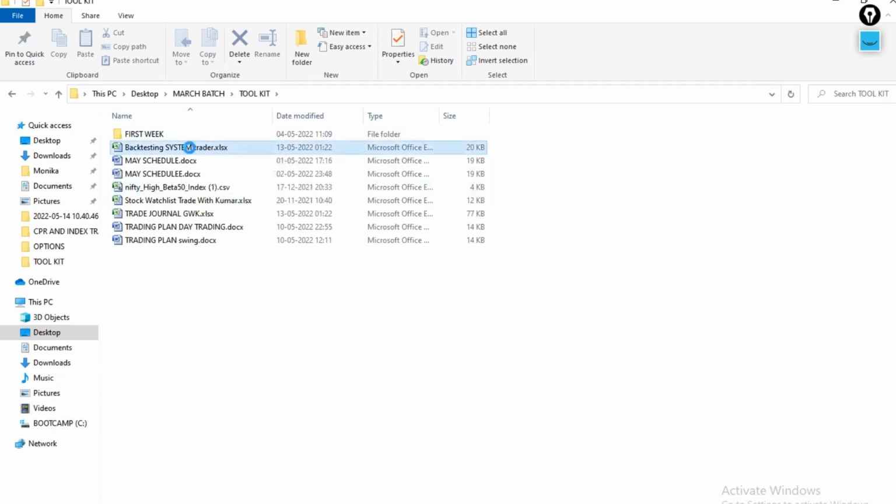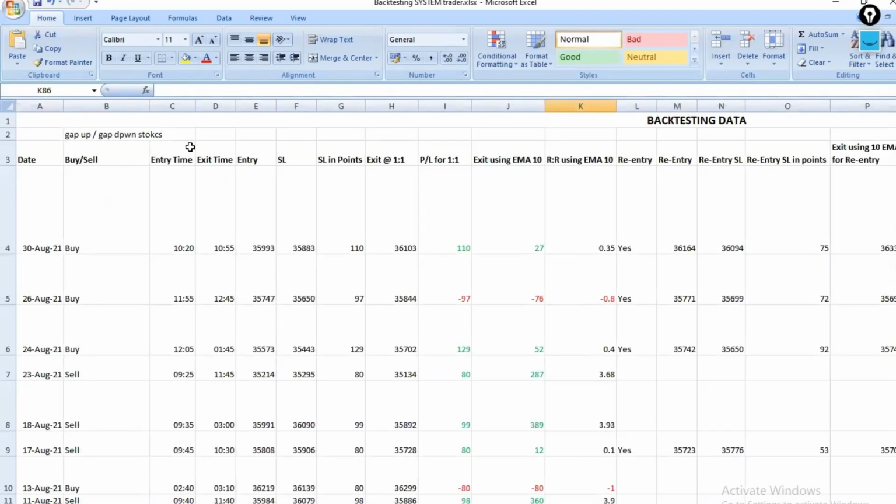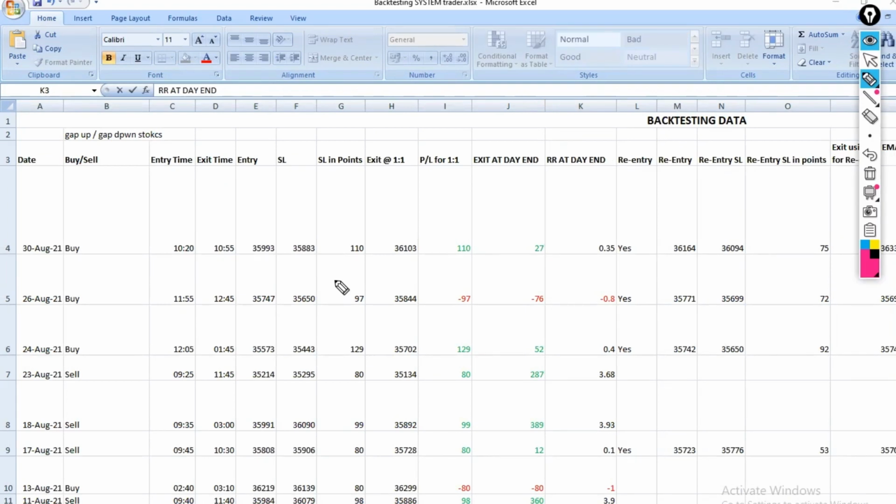So here I have the back tested data. I'm just opening it. Now this is one of our system traders' accounts. So guys, this is the back tested data, which will give you good insights. This is prepared by our previous system trader, with a very detailed understanding of the system: his entry time, the buy order, sell order, the exit time, the entry, SL in points.